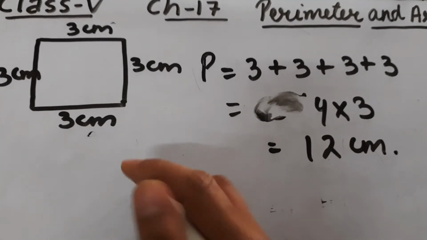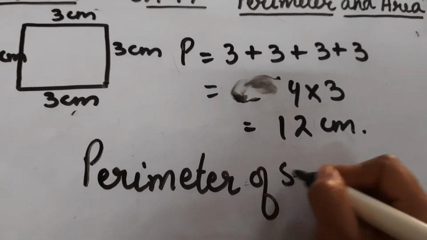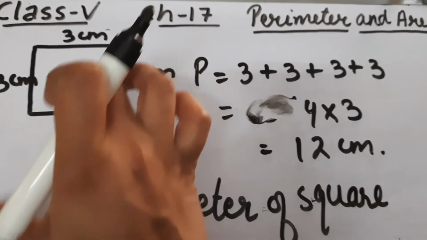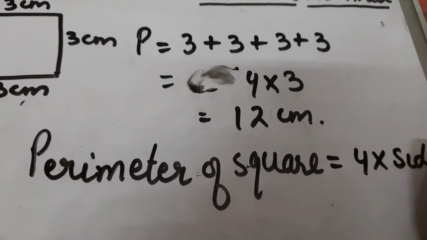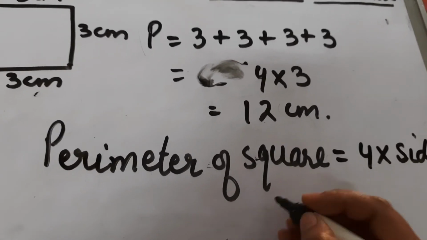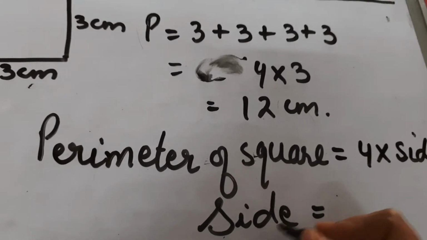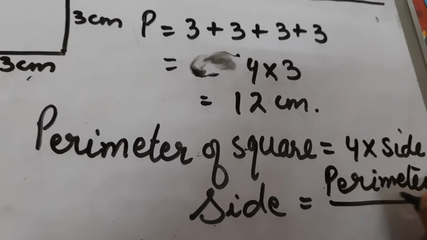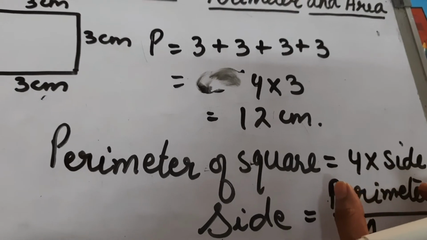So from this we can say that perimeter of square, what will be the perimeter of square? What is a square? One whose all the sides are equal, and in this case also all the sides were equal. So perimeter of square is 4 multiplied by side. Whenever you have to find the perimeter of a square, what will be the formula? 4 multiplied by side. And if the perimeter of the square is given and you have to find the side, then what will your formula be? Perimeter divided by 4. Okay, if you have to find the side of square, then it will be perimeter divided by 4, and if you have to find the perimeter of square, it will be 4 multiplied by side.